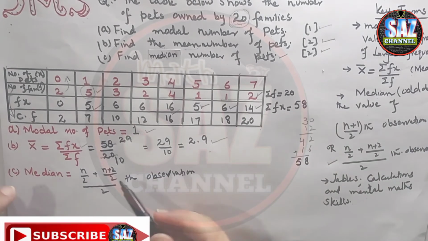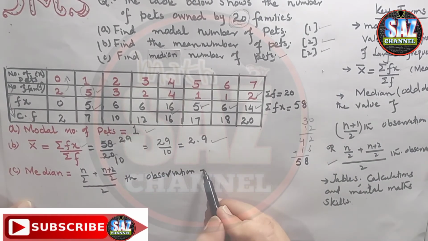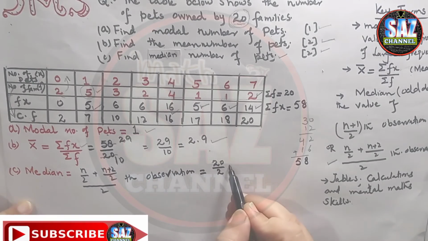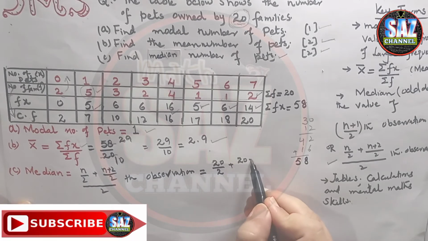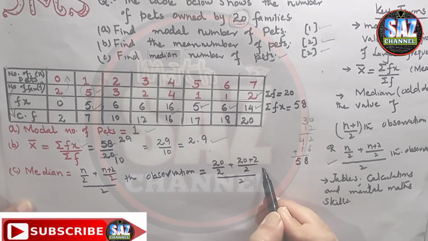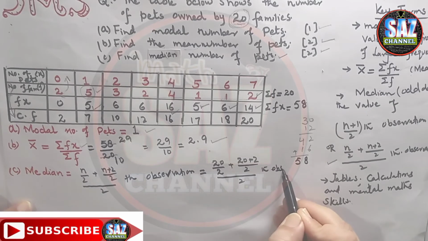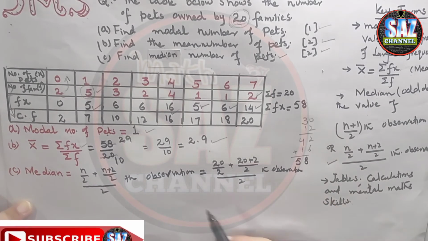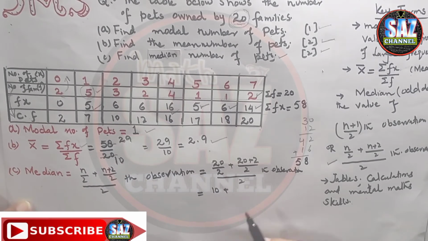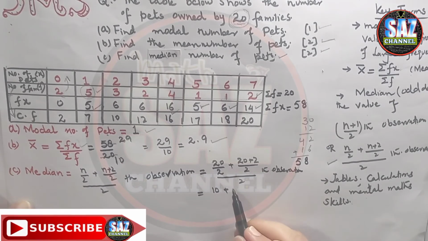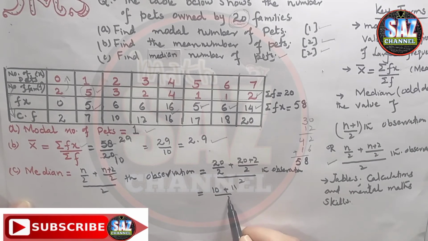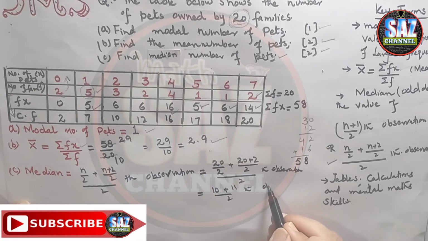Now what I have to do is replace the values in the formula, that is 20 by 2 plus 20 plus 2 by 2, whole over 2, with observation will be my median. 20 by 2 is 10, and this is 22 by 2, that is 11. So the median is the average of the 10th and 11th observations.